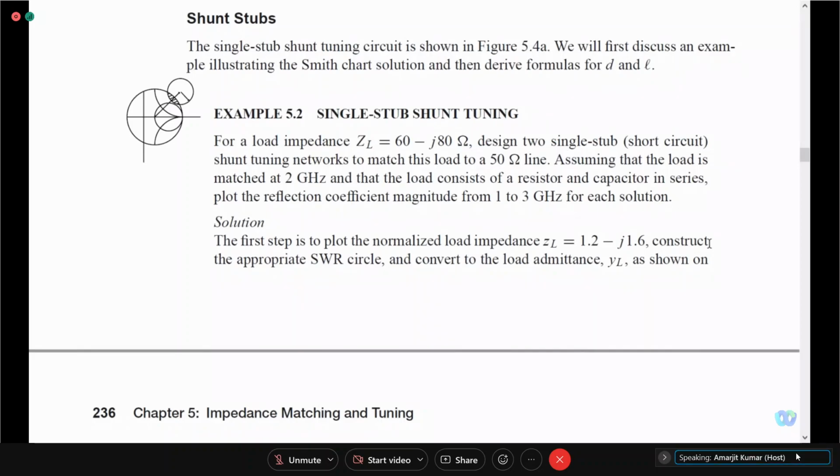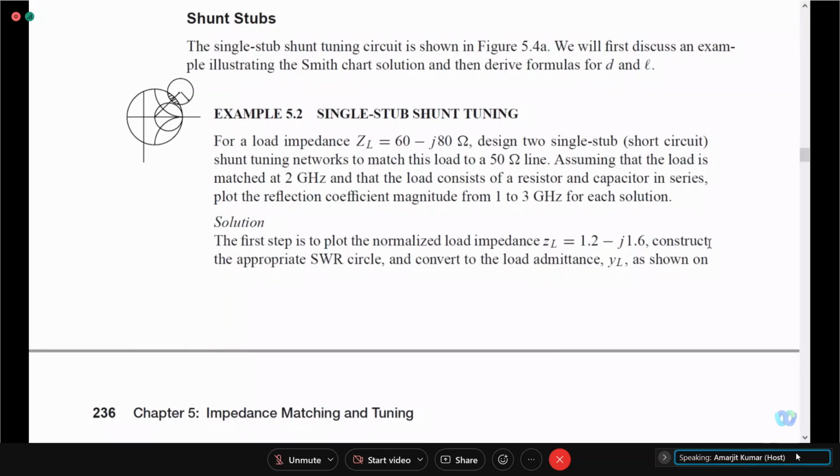So the load is matched at 2 gigahertz, and the load consists of a resistor and capacitor in series. So RL plus jXL, resistor and capacitor in series, R and C in series. Plot the reflection coefficient, you know that is equal to Z minus Z naught upon Z plus Z naught, from 1 to 3 gigahertz for each solution. Two solutions it is talking about. So first we will discuss one solution, okay?